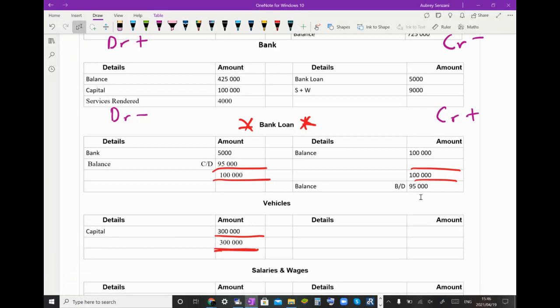Because what we want to end up saying is that when we now put this bank loan balance to the trial balance, we're going to use the balance brought down. And since it's got a credit balance, we're going to put that total on the credit side in the trial balance. Okay? Right. Are you good now? All right, perfect. Awesome.